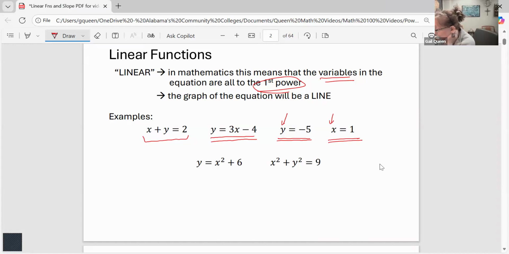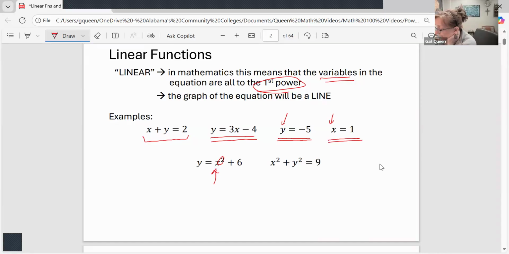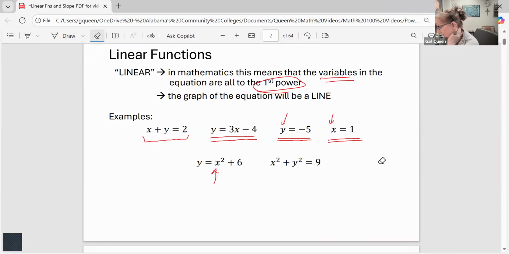Now, the bottom two are some counterexamples. Notice how in this bottom equation, y equals x squared plus 6, the x is being squared. The x is not to the first power. The x is to the second power. So this is not a linear equation, okay? Not linear. And then the last equation here, x squared plus y squared equals 9, both of the variables are to the second power, not the first power. See those exponents of 2? So this is also not linear, okay?